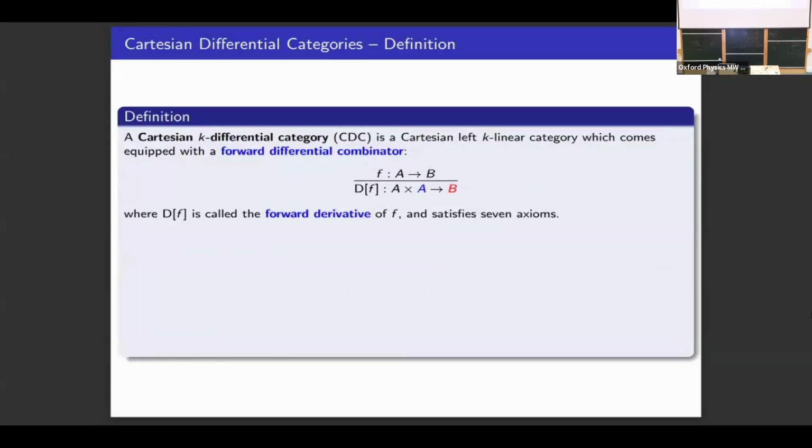Here, the colors are just there to help us keep track of things. There's nothing special about them. The only thing special is that, look, here's an A, and there's an A in the domain. Here's a B, and there's a B in the codomain. That's it for now. And the forward derivative has to satisfy 7 axioms which capture the essential properties of the derivative from differential calculus.